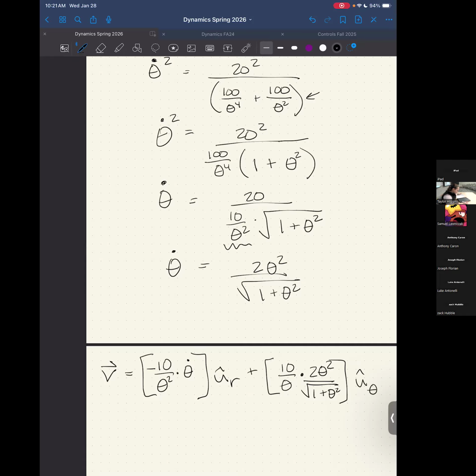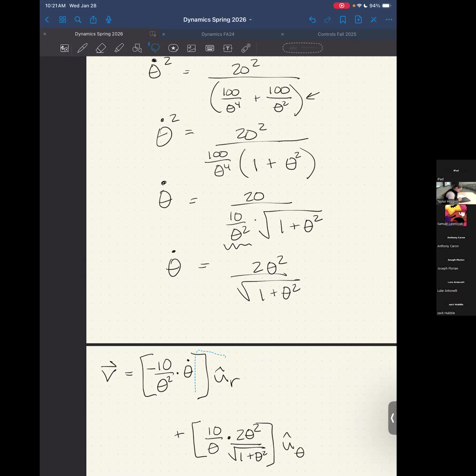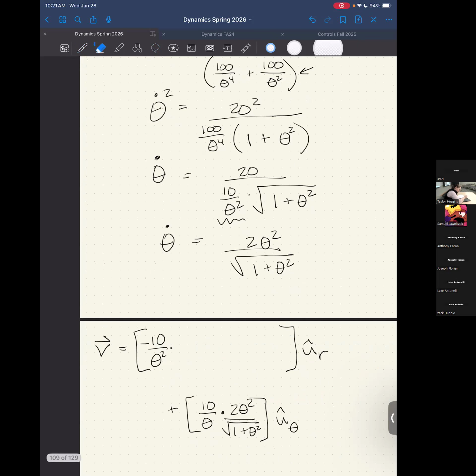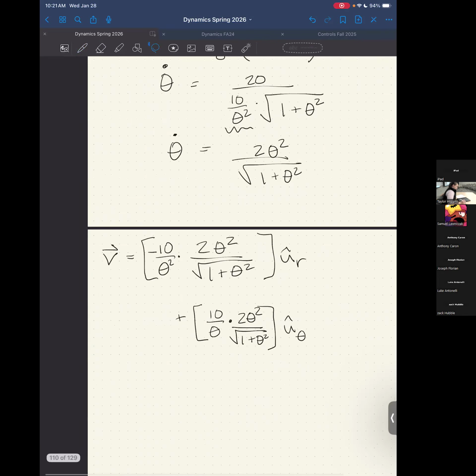Oh, you know what? I can fill in one more thing. There's one more substitution I didn't do. What am I missing? Yep, my theta dot in the radial part of the expression. Let's go ahead and fill that in. I just need a little extra room. I have an expression for theta dot, which is 2 theta squared over square root 1 plus theta squared. All right, little nasty. Not so pretty, but we did it.